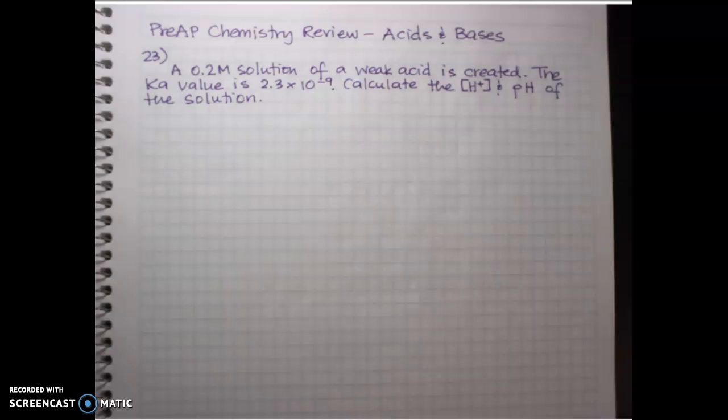We are still on the Pre-AP Chemistry Review, Acids and Bases, number 23. A 0.2 molar solution of a weak acid is created. The Ka value is 2.3 times 10 to the minus 9. Calculate the concentration of hydrogen and pH of the solution.